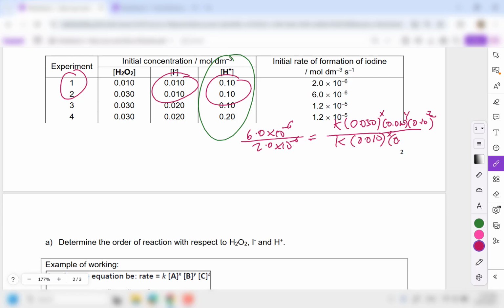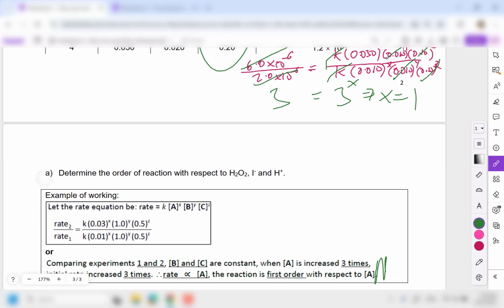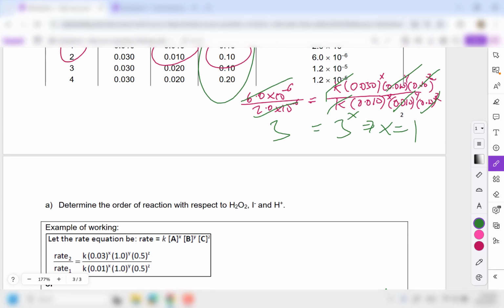0.010x, 0.010y, and 0.10z. Okay, then this is going to cancel. Everything's going to cancel off except for the x term. Okay, I'm going to cancel this. I'm going to get 3 here. Okay, and then I'm going to get 3 to the power x. So therefore, x is equal to 1. Okay, so the order of reaction with respect to H2O2 is 1.